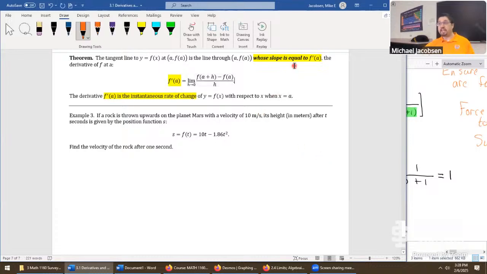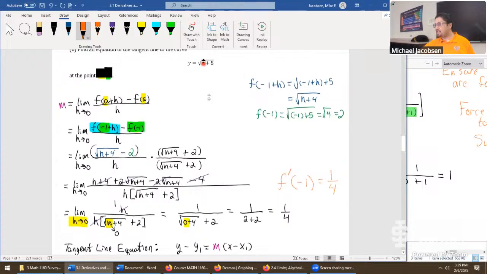But if it's the slope of the tangent line, you can also think of it as the instantaneous rate of change of y equals f of x with respect to x when x is a. That's a fine statement, but I think that's still kind of foggy unless you draw something out. So keep that thought in your mind: the derivative of f at a is the instantaneous rate of change. Let's go way back to the top of the notes.